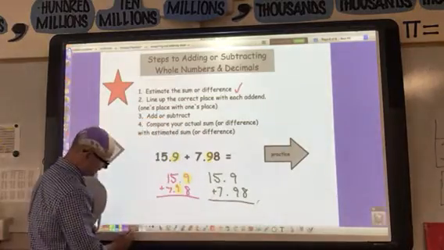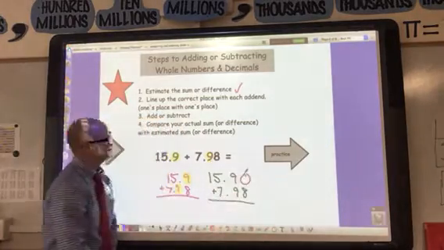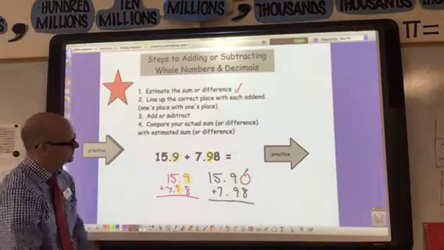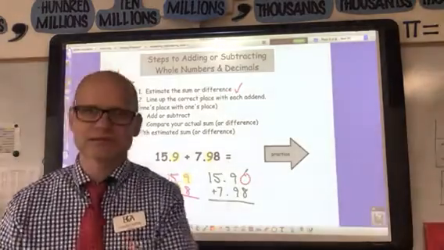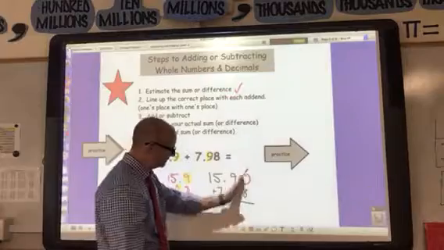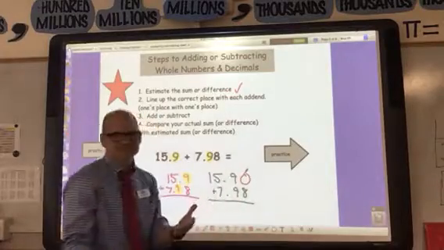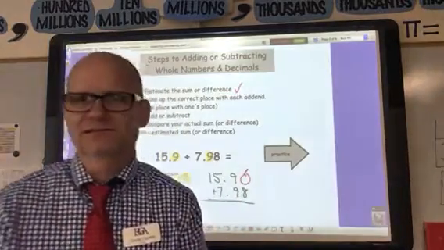And then some students like to add a zero. You don't have to, but some like to add the zero to just kind of make everything look nice and neat. And then you just add. That part's not rocket science. You guys know how to add.